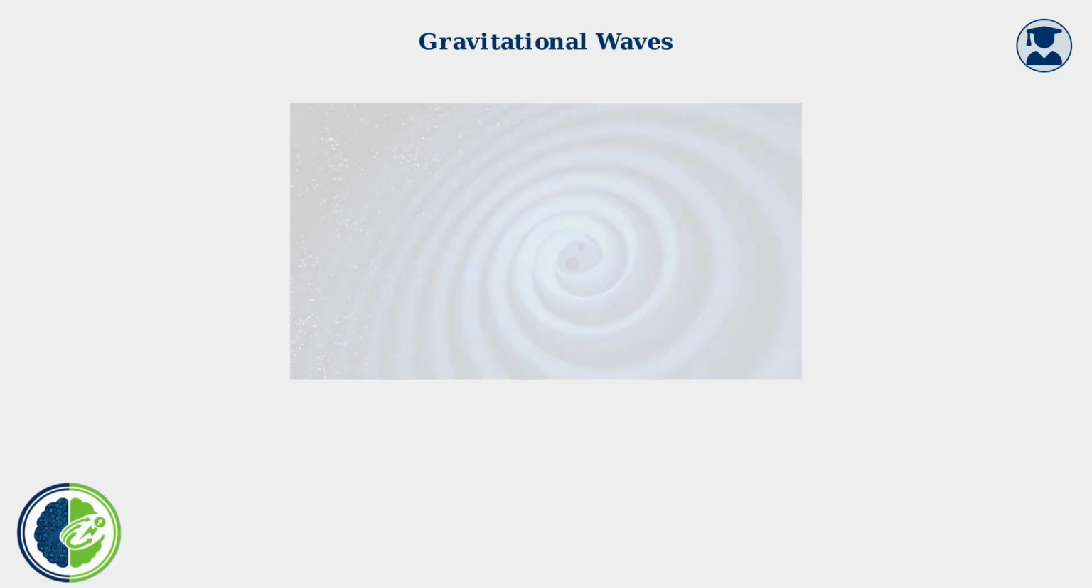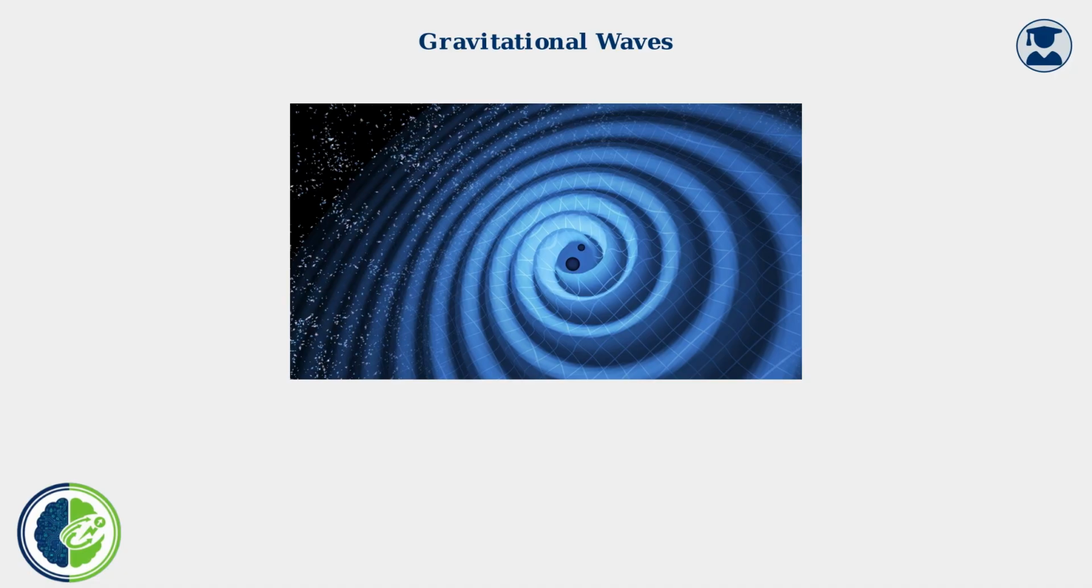Einstein predicted that accelerating massive objects would create ripples in spacetime itself, called gravitational waves. These waves travel at the speed of light, carrying information about the most violent events in the universe. In 2015, scientists directly detected gravitational waves for the first time using LIGO detectors, confirming Einstein's century-old prediction. These waves were created by two black holes spiraling into each other over 1 billion years ago.